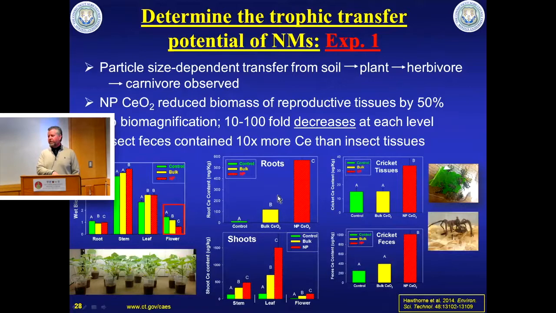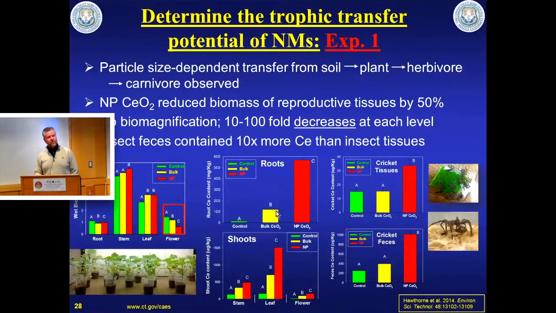When you look at the roots, if that cerium was in the nanoparticle form, which is the red, you get significantly greater quantities, 4 to 5 times more cerium than you do as compared to the bulk exposure at the same level. This was one of the first studies to actually show this in soil. Others had shown it in different media, but we showed it here in soil.